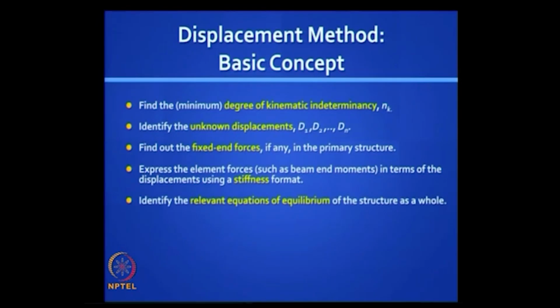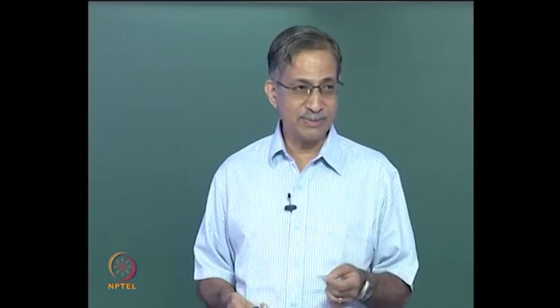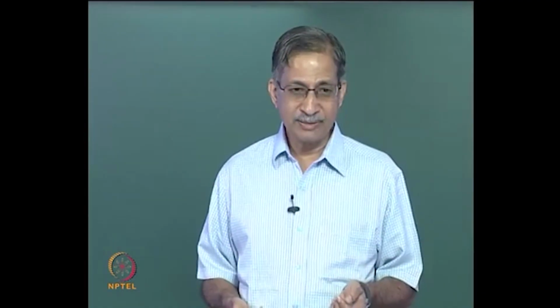Then put it all together, identify the relevant equations of equilibrium of the structure as a whole, and so you have the F = KD equation, you have to bring it to this format. You know K, which is a property of the structure, F is given to you or you find it in equivalent terms, and then you invert that matrix or solve it by some system and find the unknown displacements. You know the relationship between the unknown displacements and the end forces, so find the force response this way.